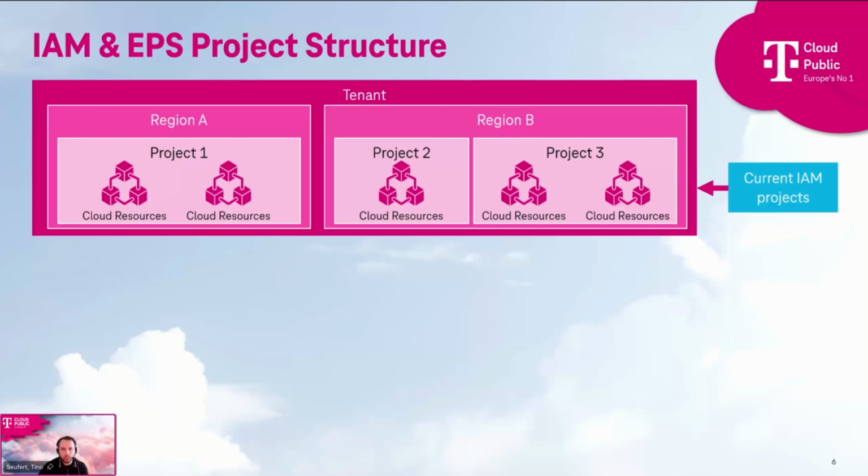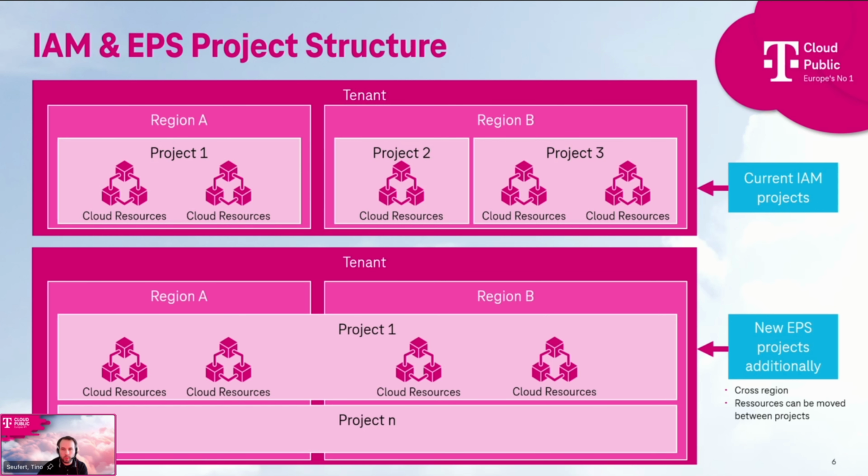When you create a project in IAM, this project is basically tied to a region. So you can create one or multiple projects per region, and then you place the resources in the project, and then you authorize access to this project. But like I said, the project is bound to a region.